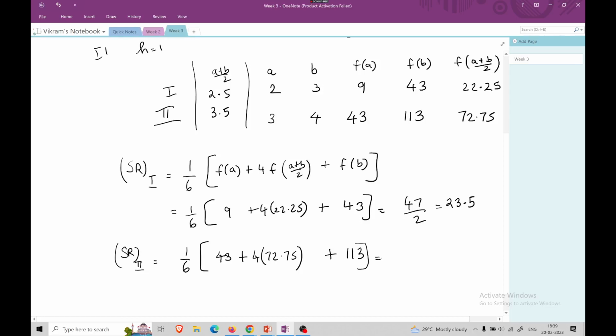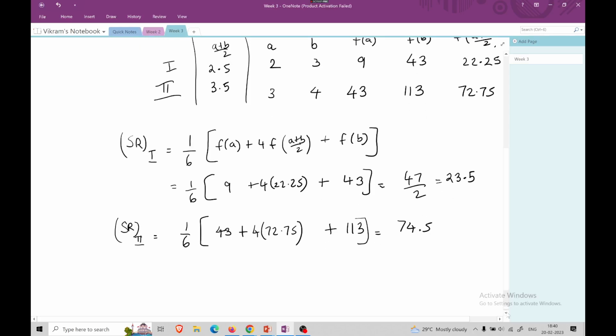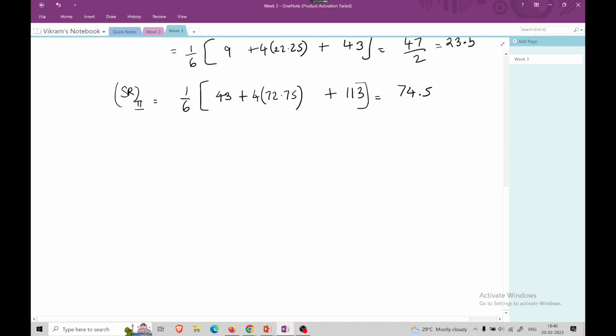So 4 into 72.75 plus 43 plus 113, 447 by 6, 74.5. So finally 1 plus 2, 23.5 plus 74.5. How much is this? 98.